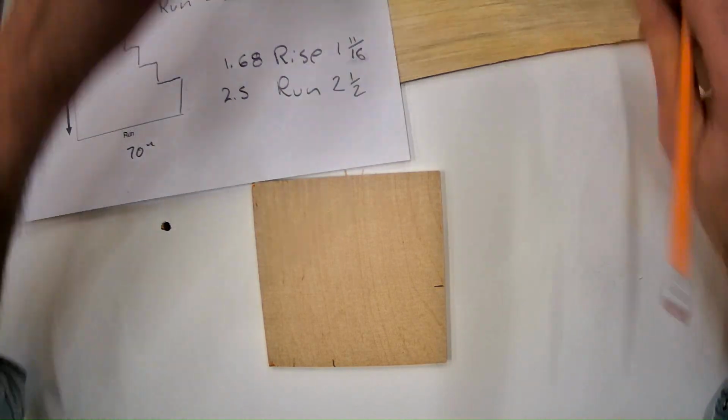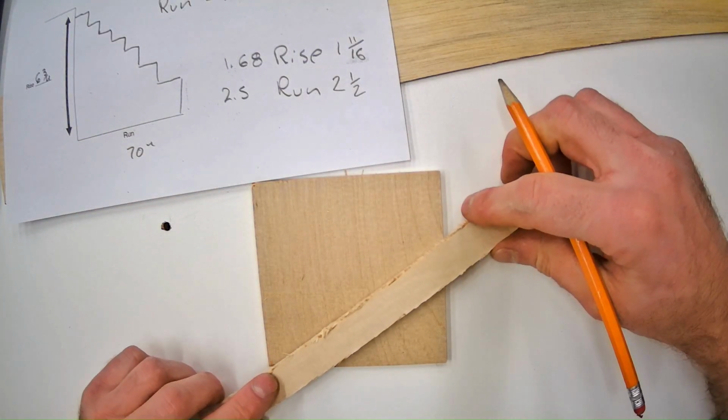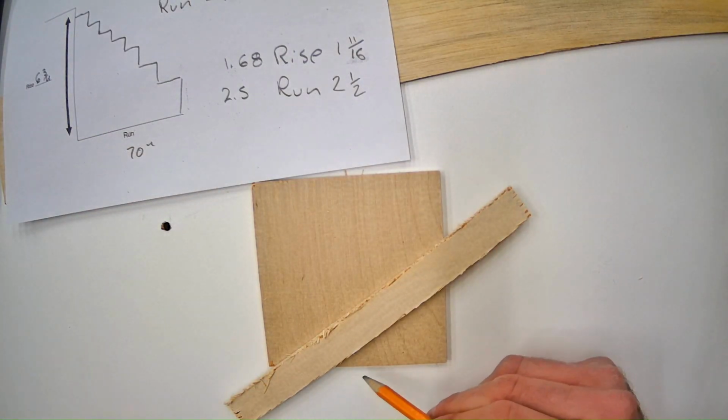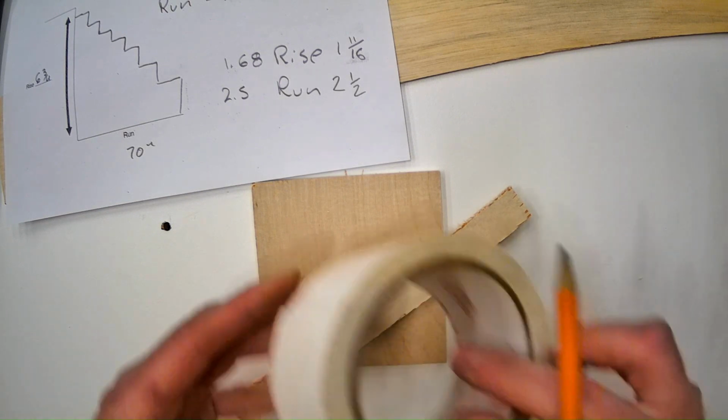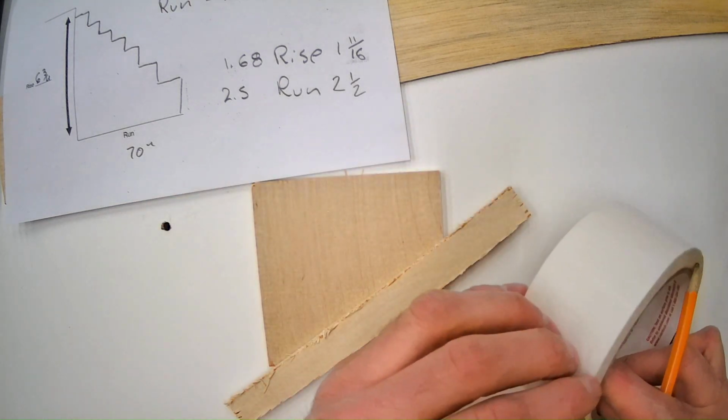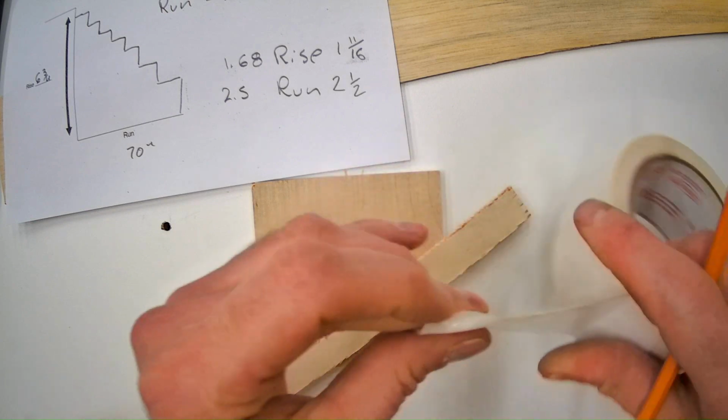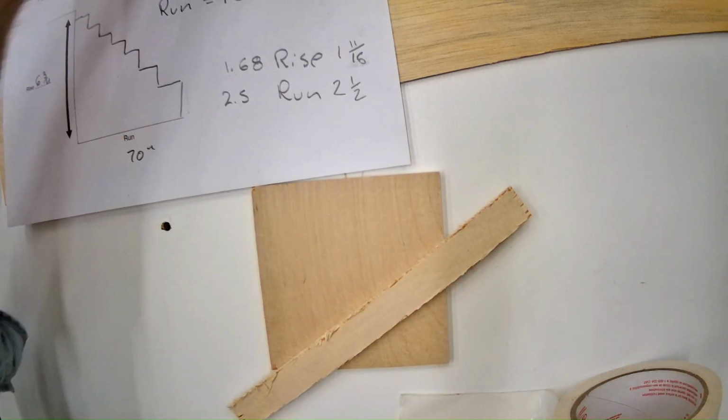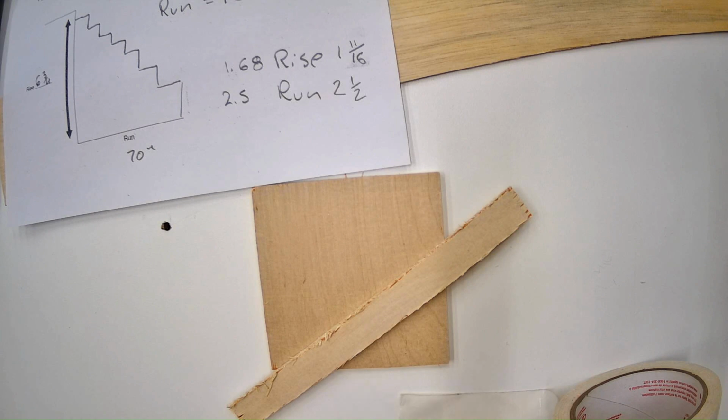So what I'm going to do now is take my straight edge. I'm going to go from corner to corner, and that's going to give me my rise and run. So in order to stick this on, I'm going to take some double-sided tape. I'm just going to cut a piece off using a utility knife.